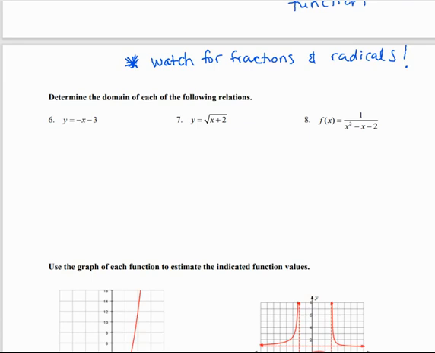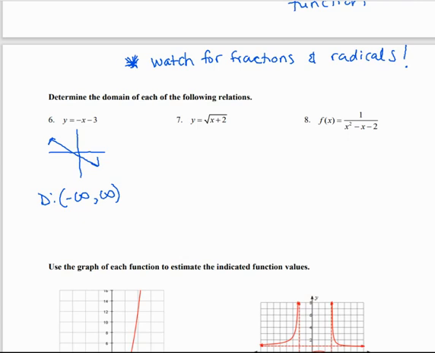So if we look at number 6, that's just a line, right? Y equals mx plus b. So it's a line, and if you even want to think about the picture of it, right? Negative x minus 3 is going to be something like that. And think about my domain. My x's to the left will go on forever. My x's to the right will go on forever. So this domain is simply all reals. And that's what most linear equations will be because, again, there's no fractions or radicals. There's no constraints there. It's okay to plug in whatever we'd like.